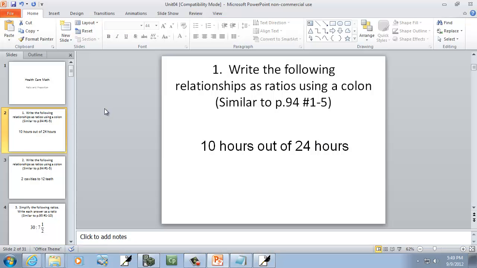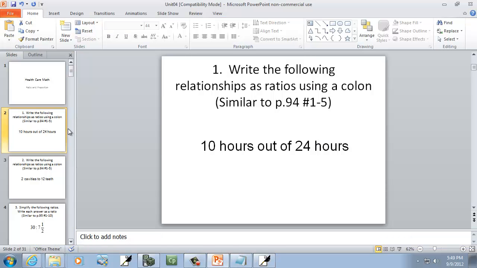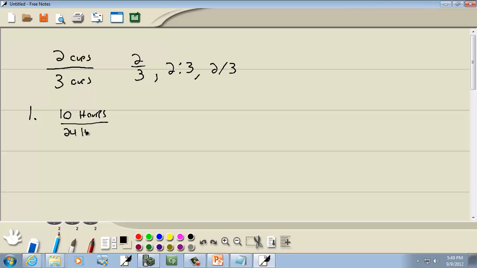It says write the following relationship as ratios using a colon. So 10 hours out of 24 hours. Now, let me put it in fraction form first. I think fraction form is easier to think of on this. Okay, so we've got 10 hours over 24 hours. Since these both have hours, we can cross those out. That gives us 10 over 24. These are both divisible by 2, so that gives us 5 over 12.